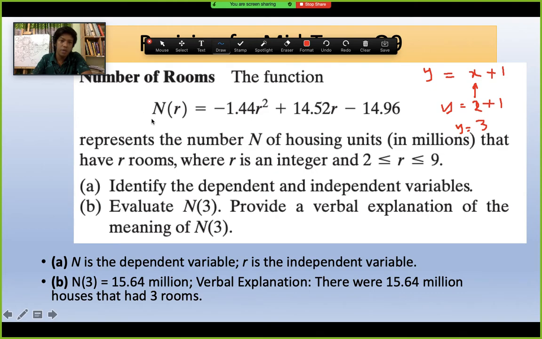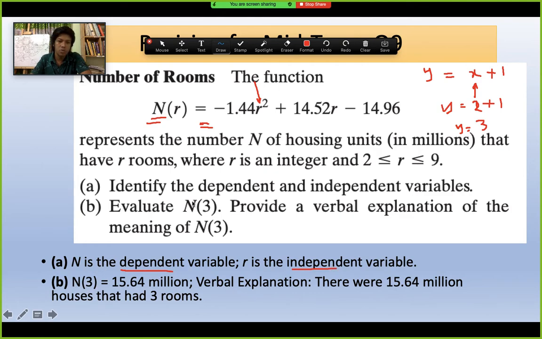And same here, this n will depend on the calculation. Whether you put 2 here, or 3 here, or 4 here, this n will depend on the calculation, and r does not depend on the calculation. You put the value of r directly. That's why r is independent, and n is the dependent variable here.